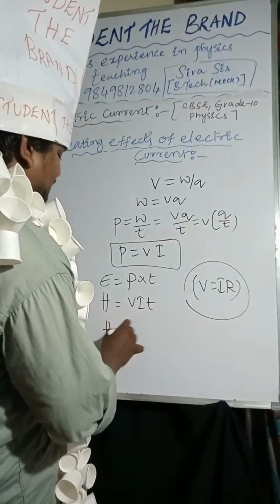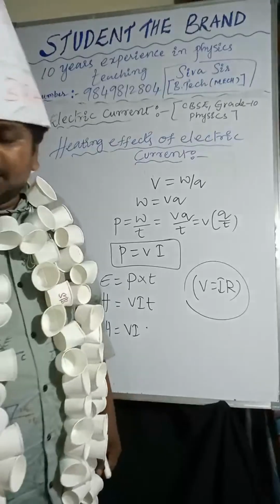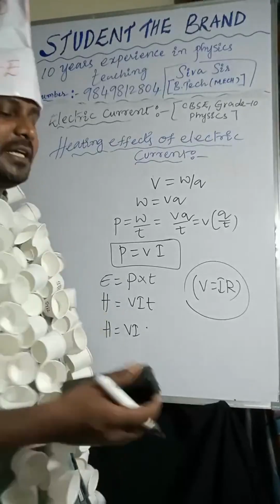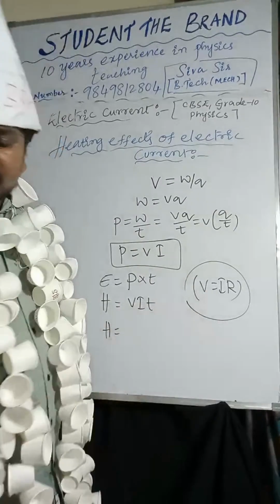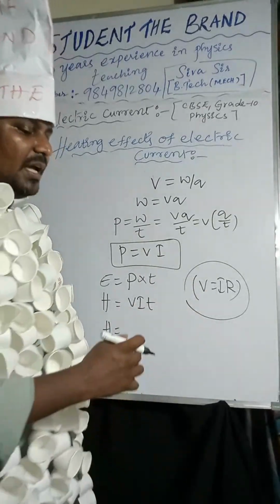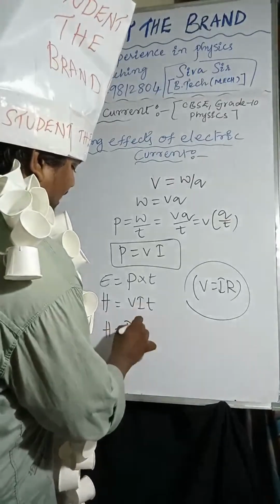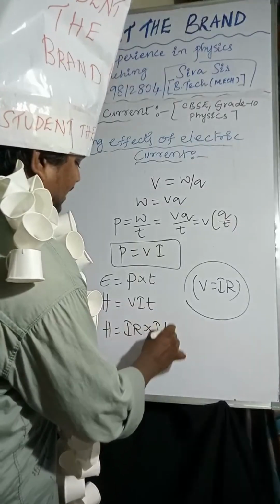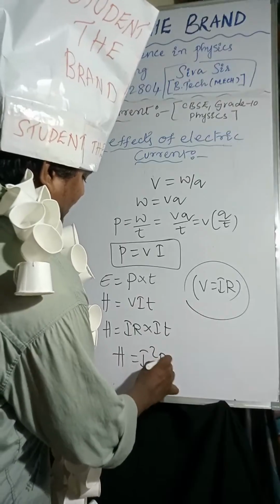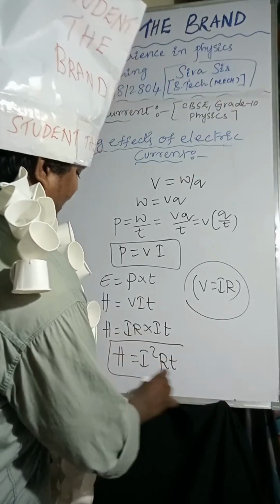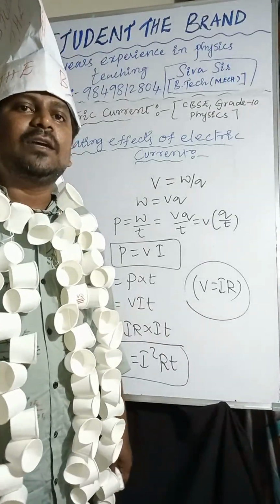H equals V into I into t. In the place of V we can substitute IR, so we get H equal to I into R into I into t, which is I squared R t. H equals I squared R t.